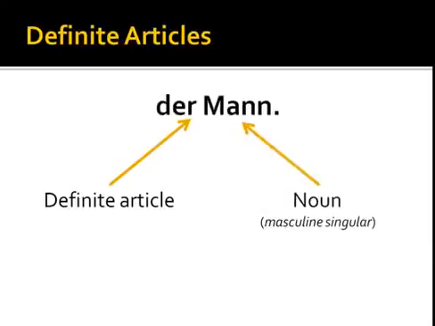German, however, tells us a little bit more information about the quality of the noun. So we have the definite article der. We know from our prior discussion that der indicates the masculine gender of the noun. Now, since it's der Mann, we also know it's going to be singular. So it's a masculine singular noun.